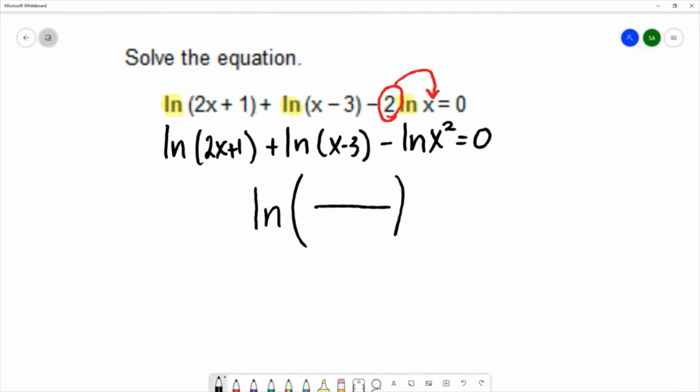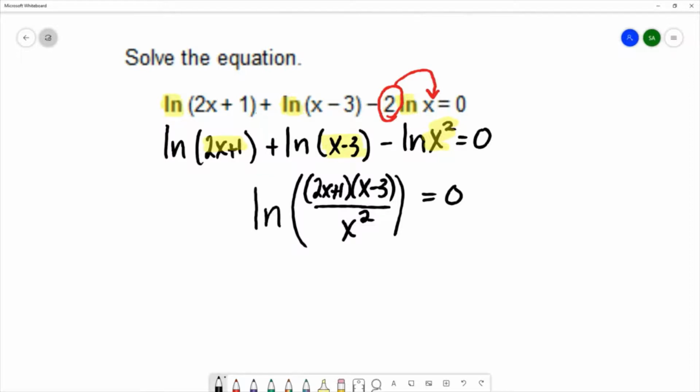This log is positive, and this log is positive. So those factors will go in the numerator using the product rule for logarithms. And this factor is a negative. That log is a negative, and so that factor will go into the denominator. That's using the quotient rule for logarithms.